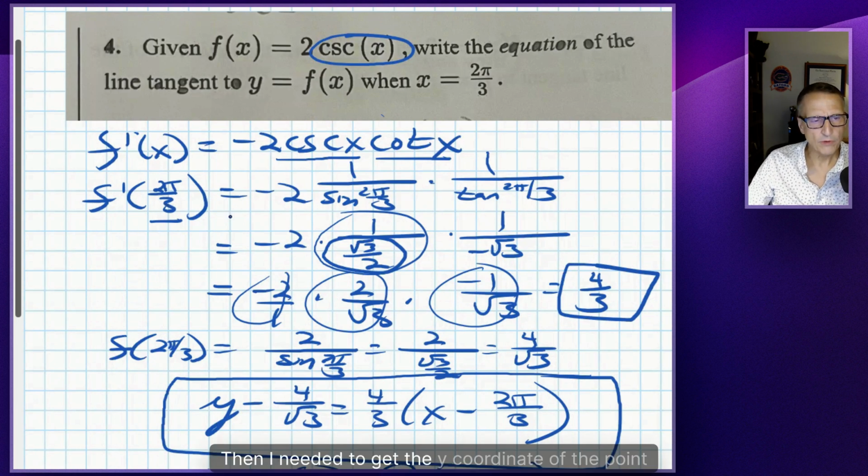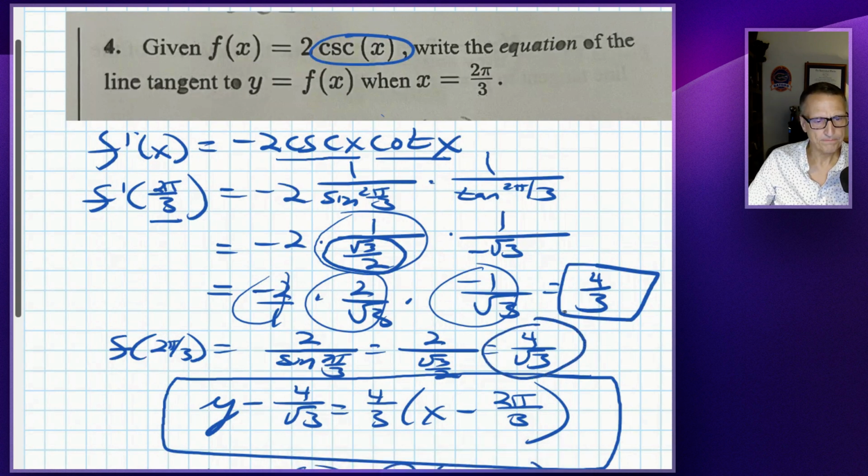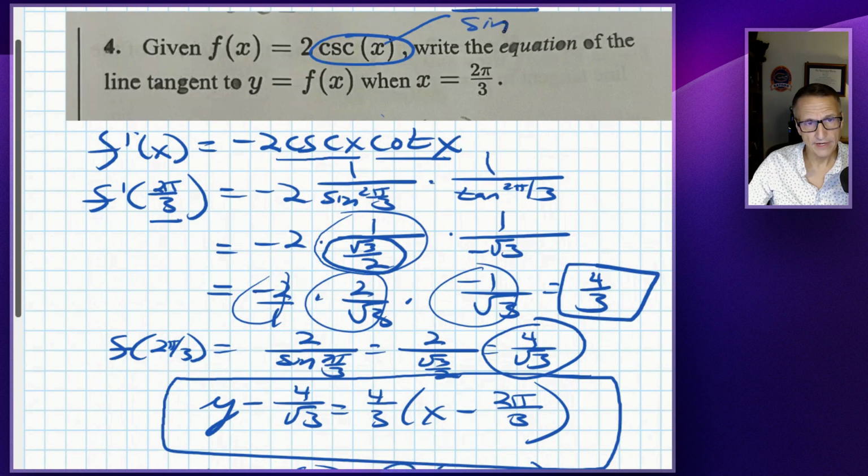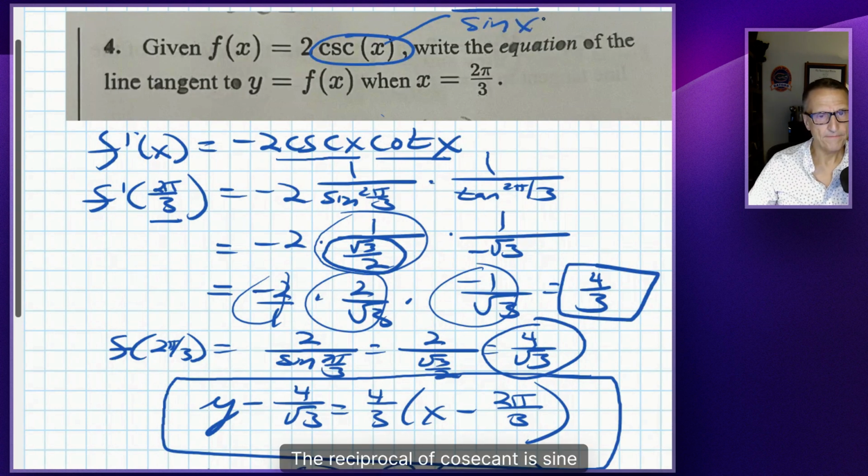Then I needed to get the y-coordinate of the point of tangency, so we had to go back to the f of x function and evaluate 2 cosecant of x also at 2 pi over 3, and that was 4 over root 3. Because, again, what I'm doing here is just rewriting this as 2 over sine of x, right? The reciprocal of cosecant is sine. And sine of 2 pi over 3, already determined, was root 3 over 2. So when you multiply by the reciprocal, that is 4 over root 3.